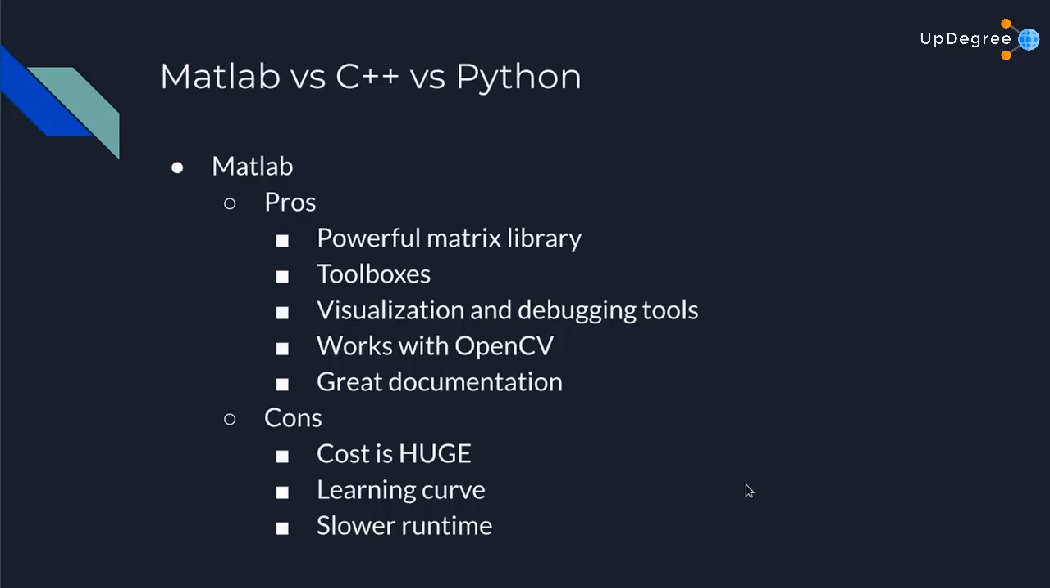Coming to the third con, it has a slower runtime. A typical Matlab program runs many times slower than a C++ program. Built-in Matlab routines can be very fast, but the code you write in Matlab will usually run much slower. Oftentimes, people end up coding computationally intensive parts in C and integrating it with Matlab code using mex. So these are the pros and cons of using Matlab.